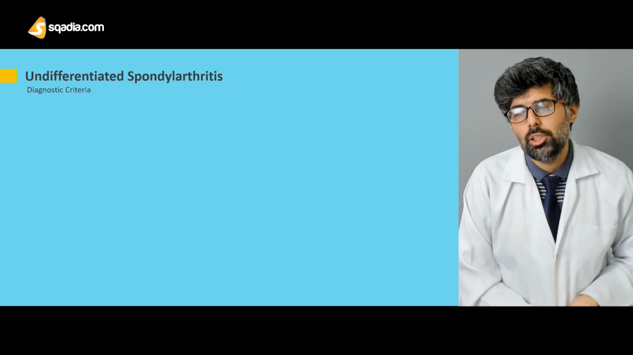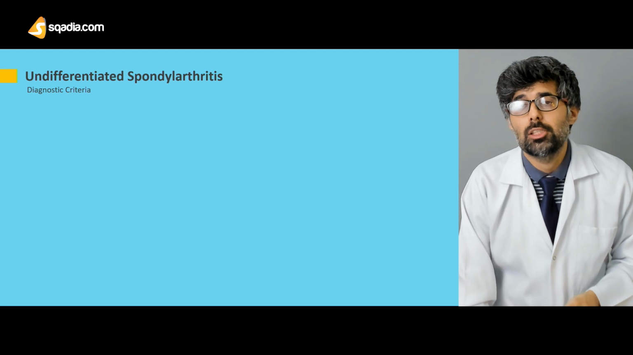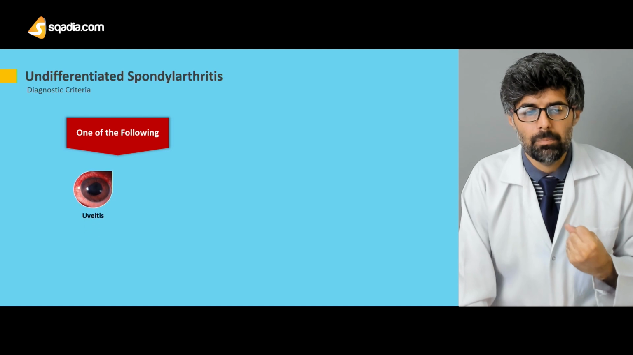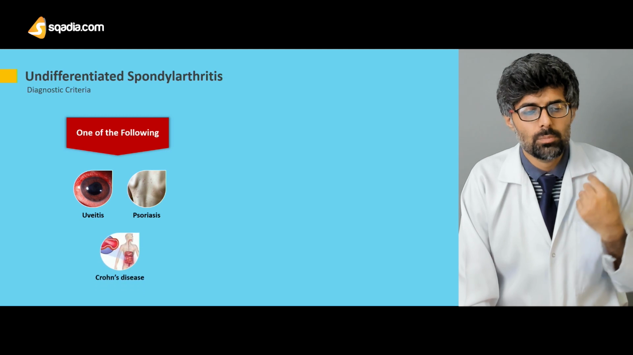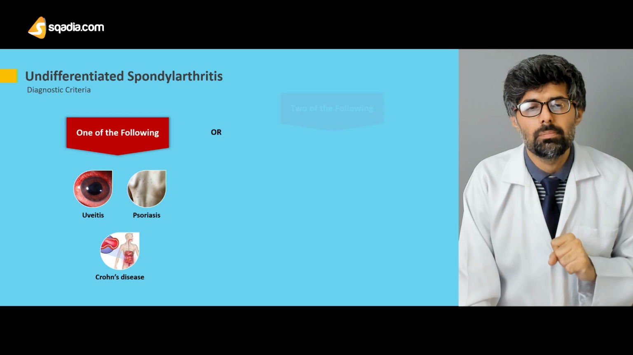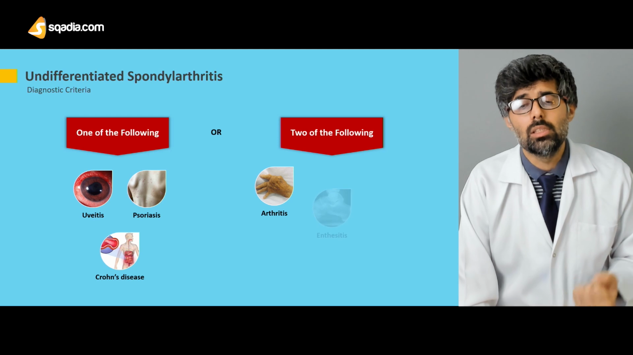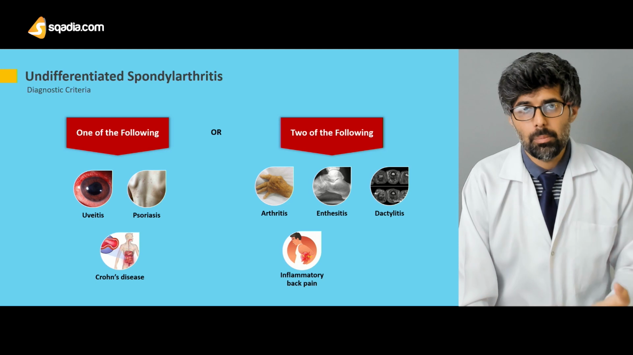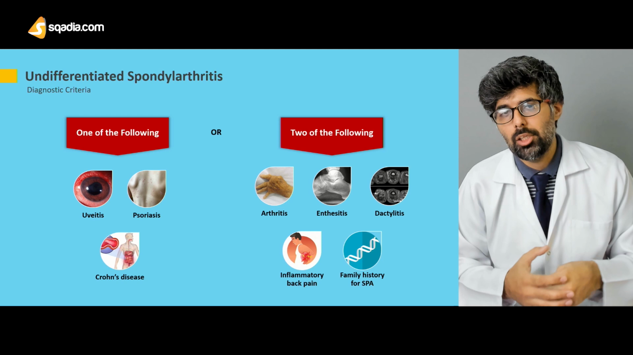Next, the diagnostic criteria. How do we diagnose a patient with undifferentiated spondyloarthritis? One of the following has to be present: either uveitis, psoriasis, or Crohn's disease. If the patient has one of these along with two of these: arthritis, enthesitis, dactylitis, inflammatory back pain, or family history of spondyloarthritis.